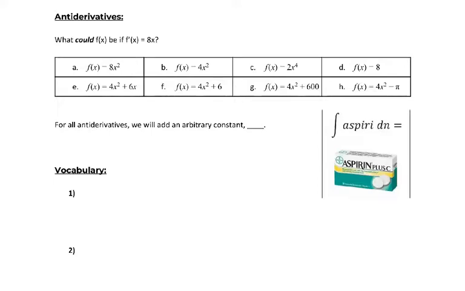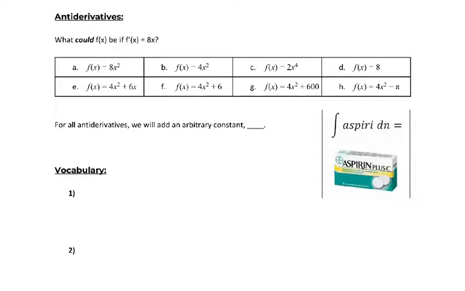Alright, so in this video we're going to discuss what an antiderivative is. And it is pretty much what you would expect. It's the opposite of a derivative in the sense that anti usually means. But before we really dive into that, I want you to answer the very first question. What could f of x be if f prime of x, or the derivative of the function, is 8x?